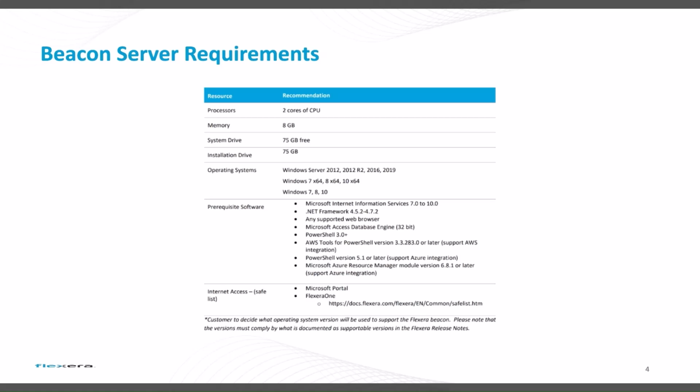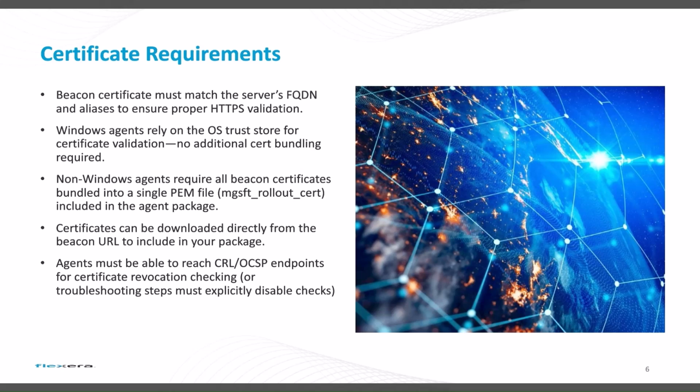Additionally, all Flexera beacon servers should be sized based on the guidance provided on the current slide in each environment. As far as certificate requirements go, beacons using HTTPS must provide certificates with correct FQDN and SAN entries. Windows agents rely on the OS Trust Store, but non-Windows agents need a bundled PEM file containing all certificates, named MGSFT Rollout Cert. Download the certificates from the beacon/manage softrl test endpoint. If certificate validation fails, verify CRL or OCSP accessibility and temporarily disable revocation checks for troubleshooting.